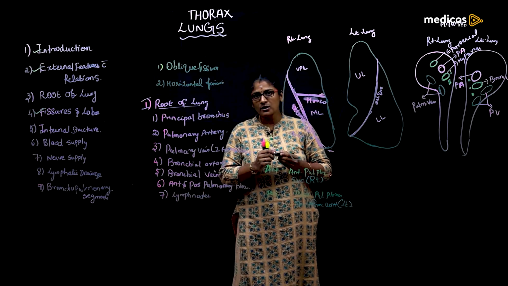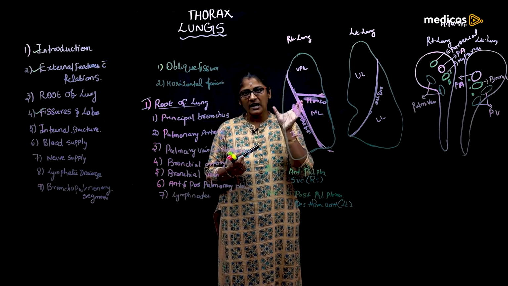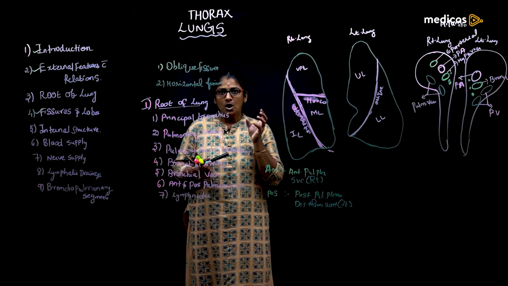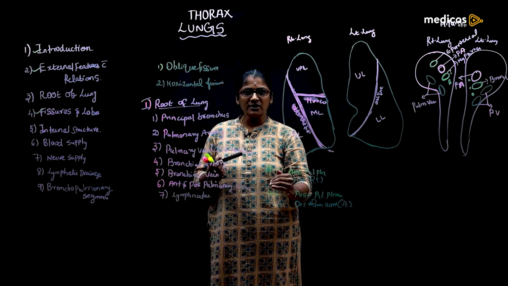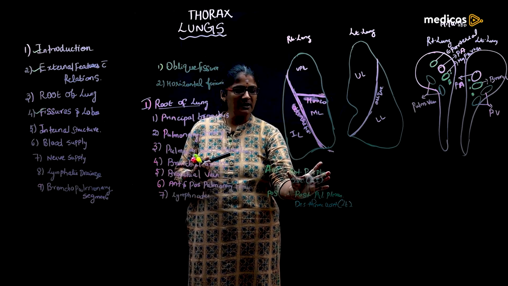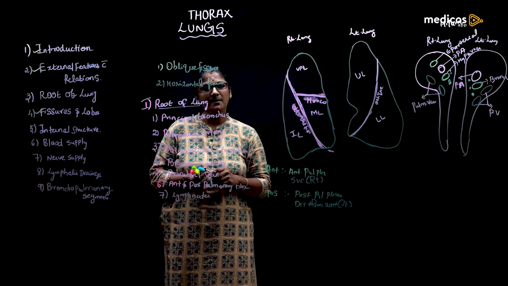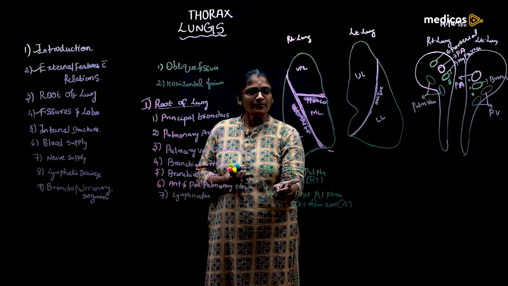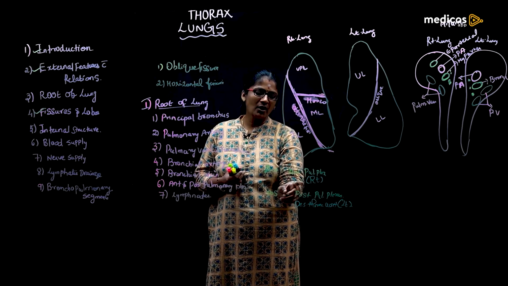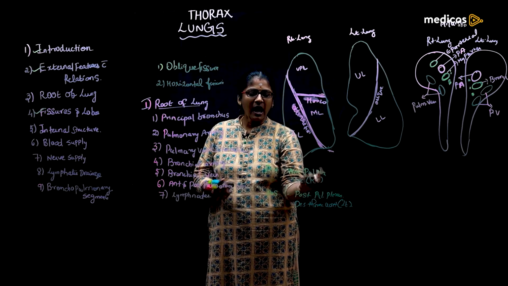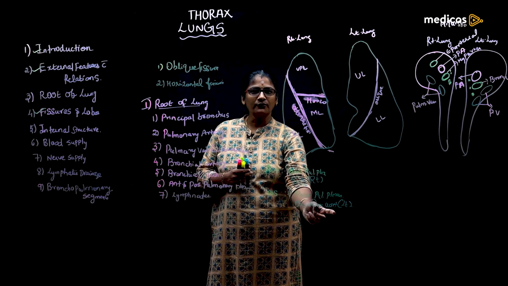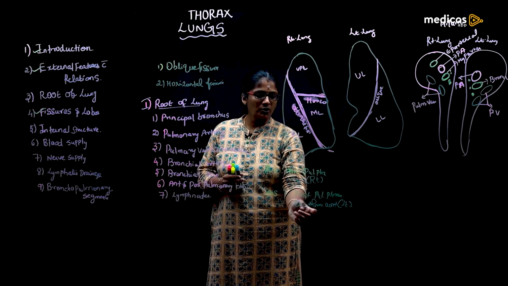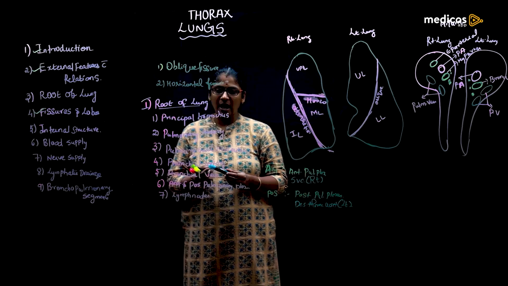See, this root of the lung is a very important 5-mark question. Anterior as well as posterior, common for both lungs will be the anterior pulmonary plexus and posterior pulmonary plexus. In addition, the anterior relation of the right root of lung will be the superior vena cava, and the posterior relation of the left root of lung will be the descending thoracic aorta.